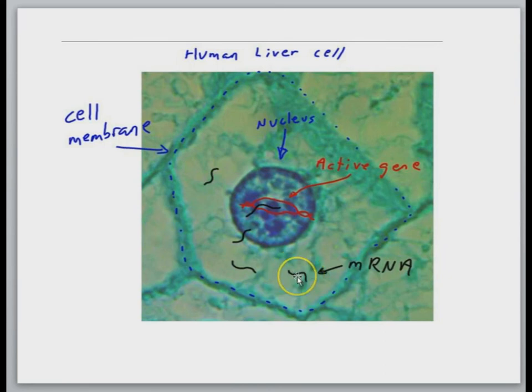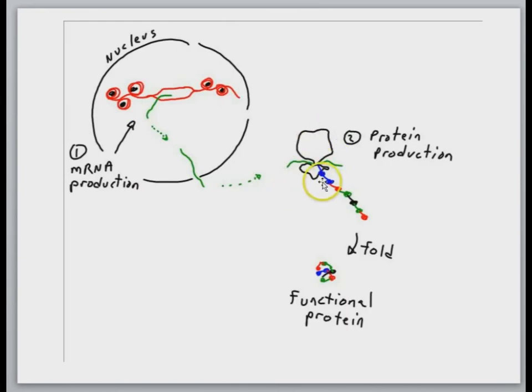So whenever a cell is making a protein, it has to first access the gene, access the information of that gene, make a copy of that information in messenger RNA, send that messenger RNA out into the cytoplasm, where it will hook up to the cell's machinery, and we saw that a little earlier. Here we see this structure is called a ribosome.